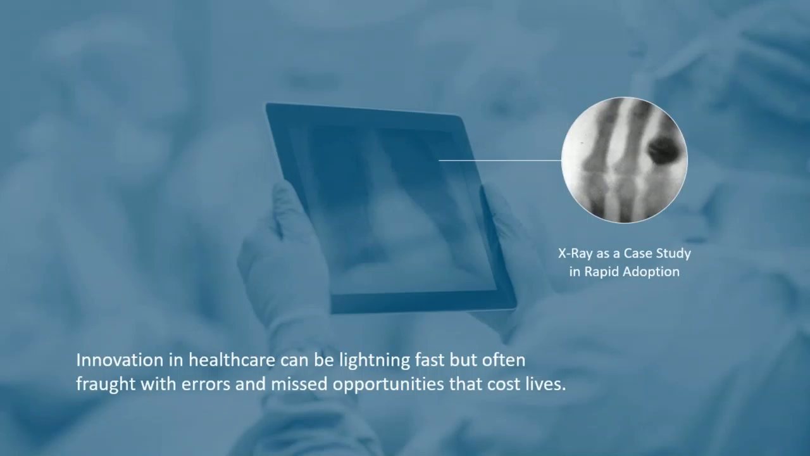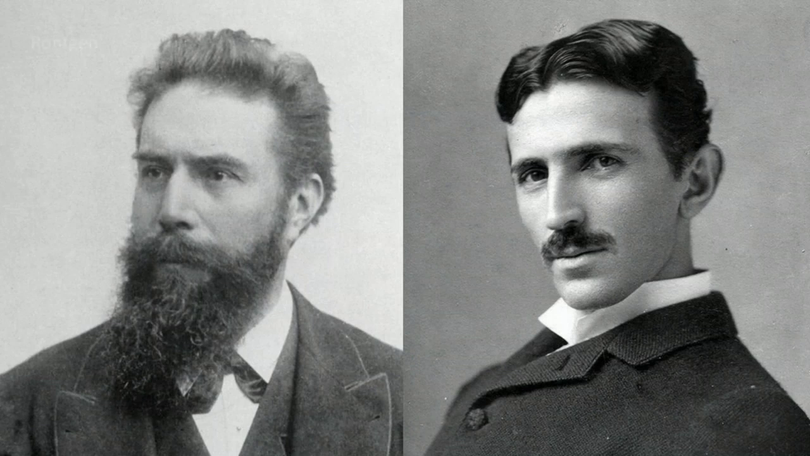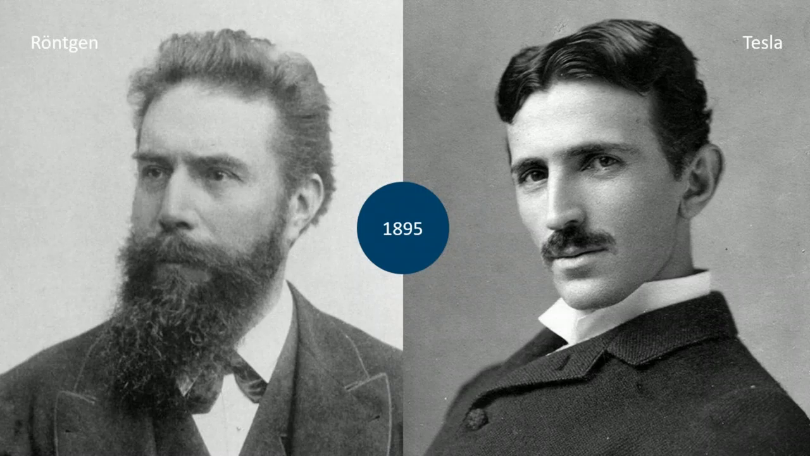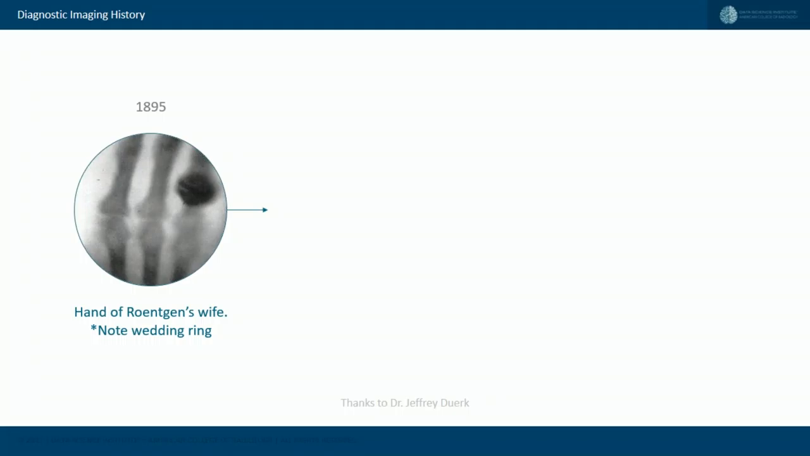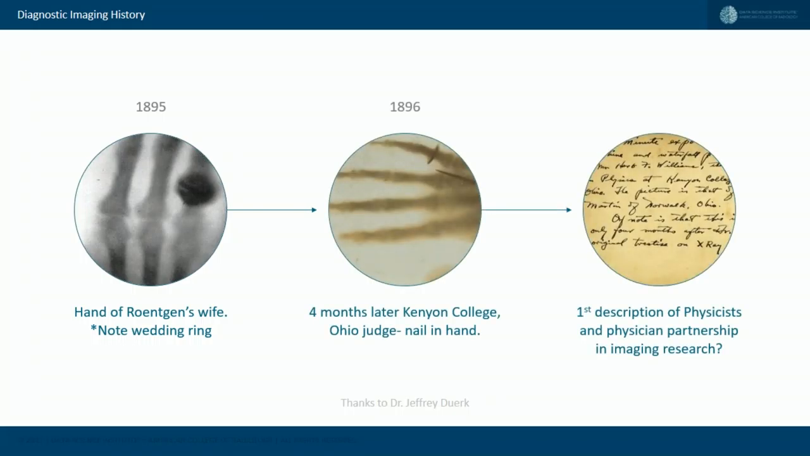And we have some lessons from our own history as radiologists. We've been rapid innovators and adopters of technology, but not always without risk. So, going back to the birth of our specialty, latter part of the 19th century, 1895, we have Röntgen and Tesla essentially around the same time discovering the X-ray. And so the first X-ray is obviously of Röntgen's wife's hand.